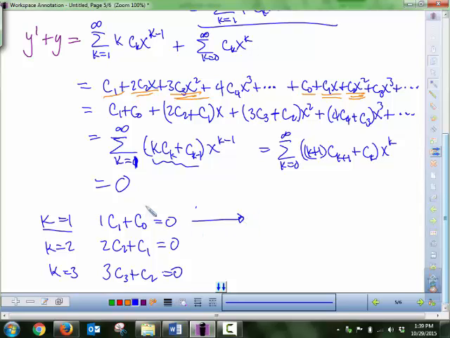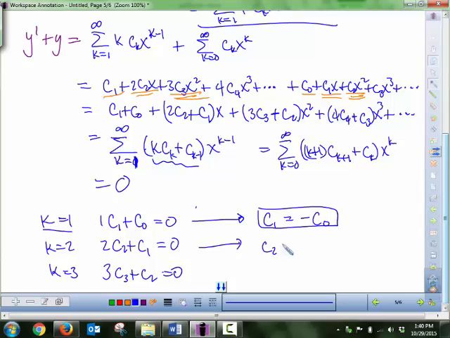Now, c sub 0 is our first constant, and so we're probably going to want things in terms of c sub 0. What I mean by that is you're going to say c sub 1 is equal to negative c sub 0. So c sub 0 will become your arbitrary constant, and all the other constants, c sub 1, c sub 2, c sub 3, etc., should be able to refer back to what c sub 0 is, or should be written in terms of c sub 0. What does that mean?